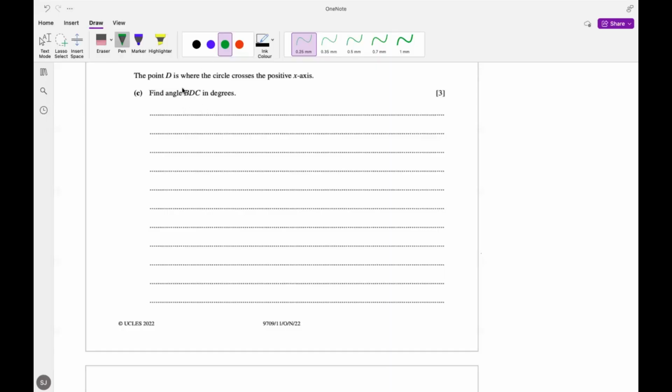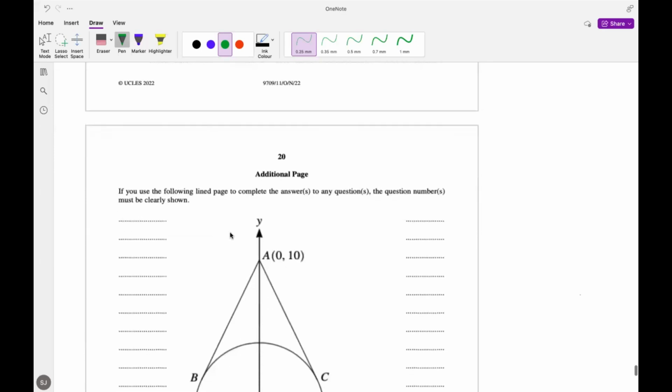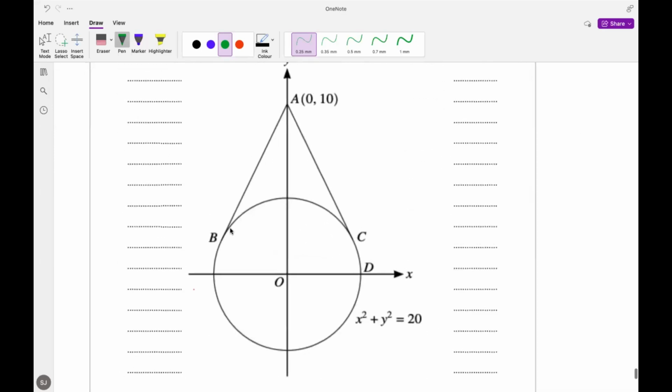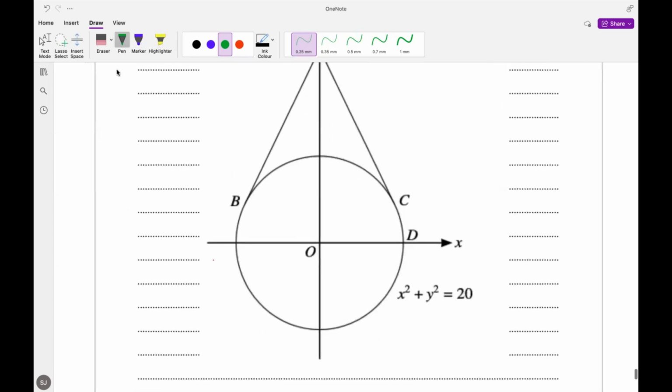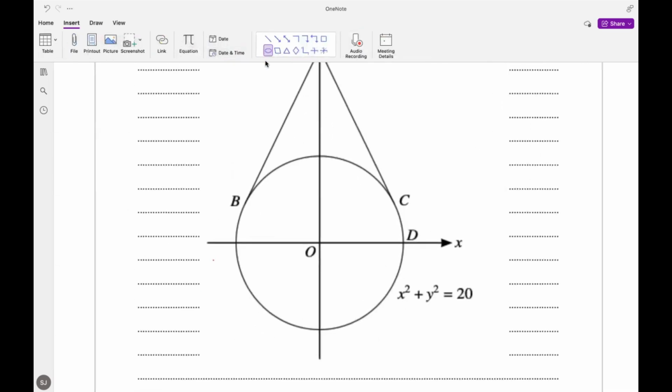In part C, it says that the point D is where the circle crosses the positive x-axis. We have to find angle BDC in degrees. Now, I have attached the diagram up here. Now, to understand how to find the angle BDC, first let's join the points to make a triangle BDC. So, B and C will be a straight line.